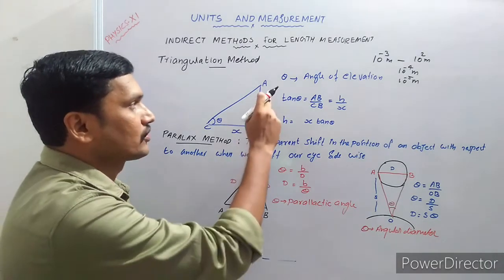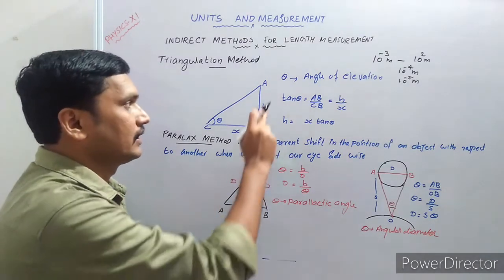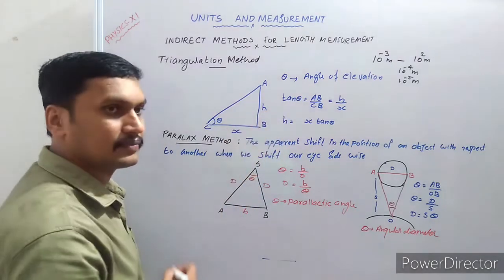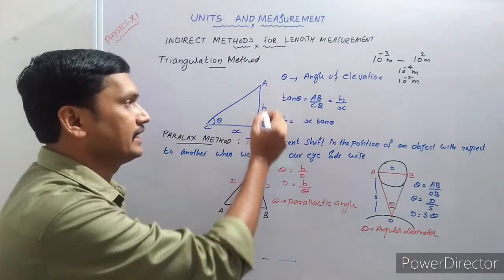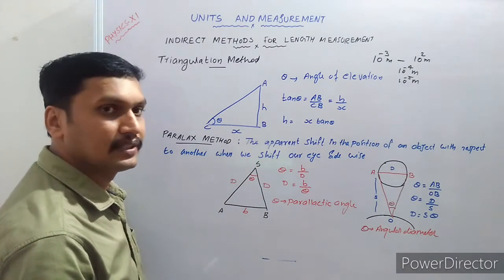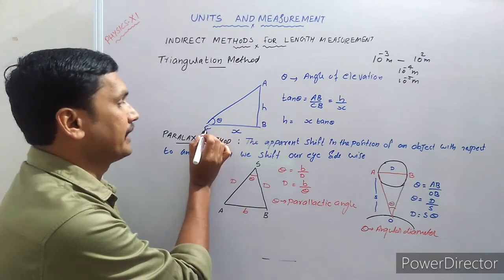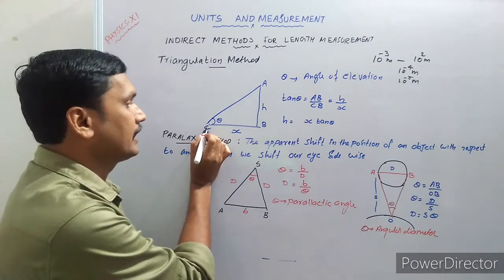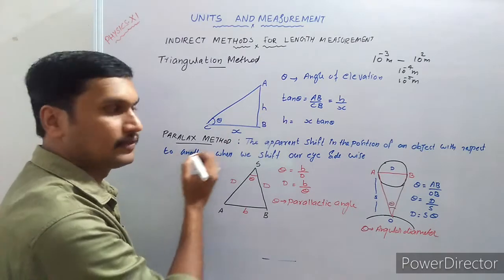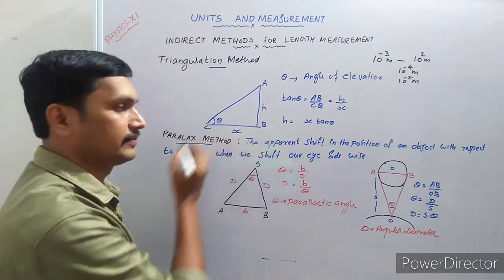Here, we are supposed to measure the height of a tall tower. In this diagram, AB is a tall tower or tree having a height h. We want to measure this height h by some indirect method. We cannot directly measure this height. So in order to measure that height, suppose we are standing at a point C, which is at a distance x from AB.